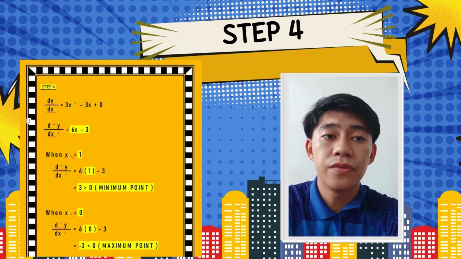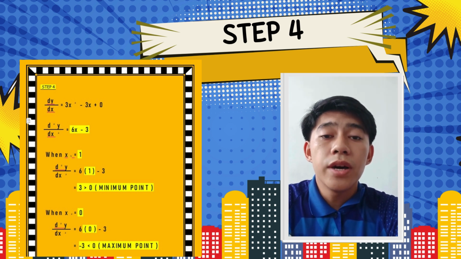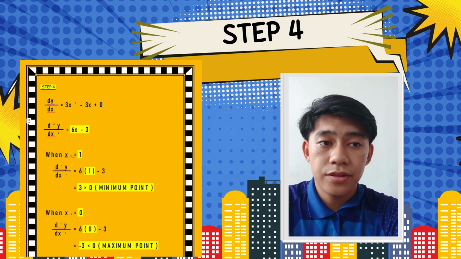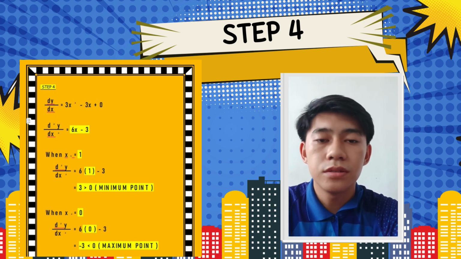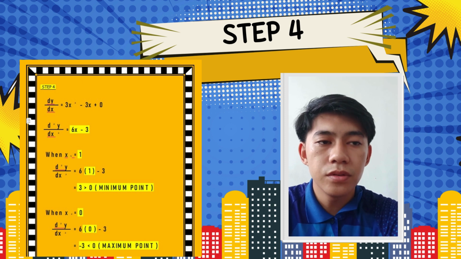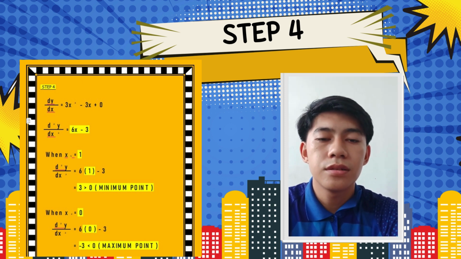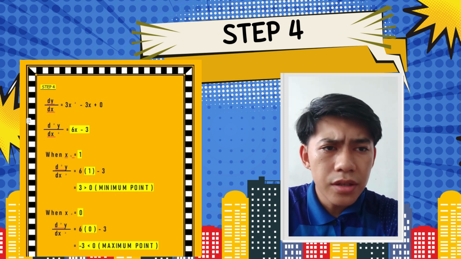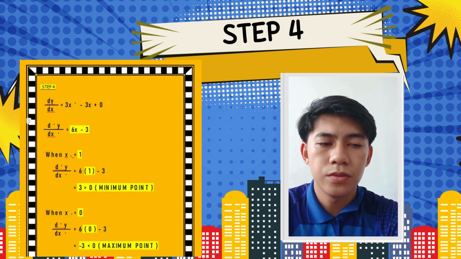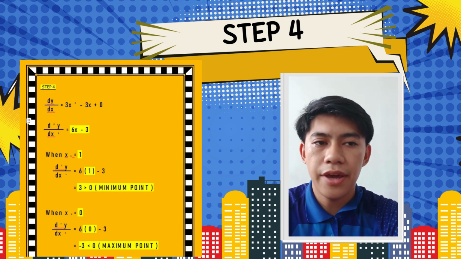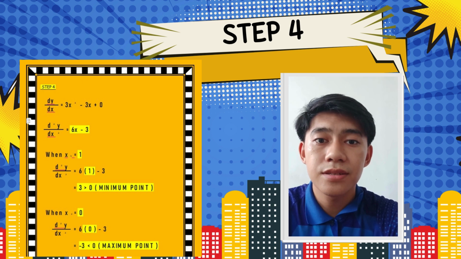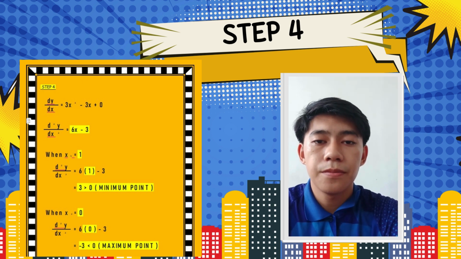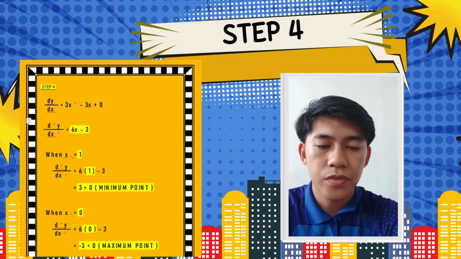Okay, we go to step 4. dy per dx equals 3x power 2 minus 3x plus 0. Second, d power 2 y per dx power 2 equals 6x minus 3.